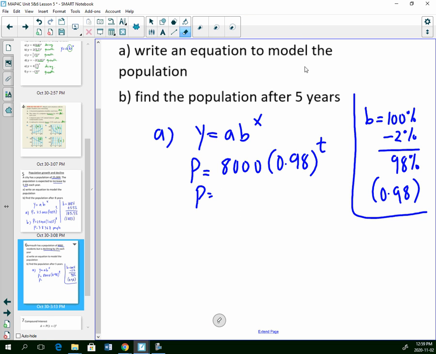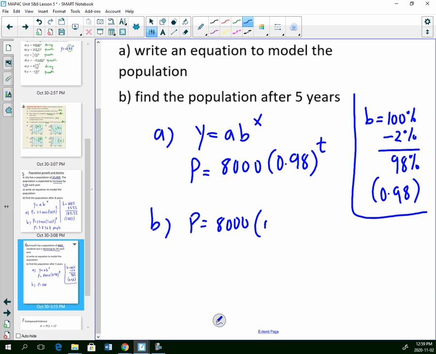And then in part B, it wants us to find the population after 5 years. So we already have the model. We'll just put in 5 for t. And we get approximately 7231. Okay, so those are 2 examples of where the population is going up or the population is going down. Either add to 100% or subtract from 100%.